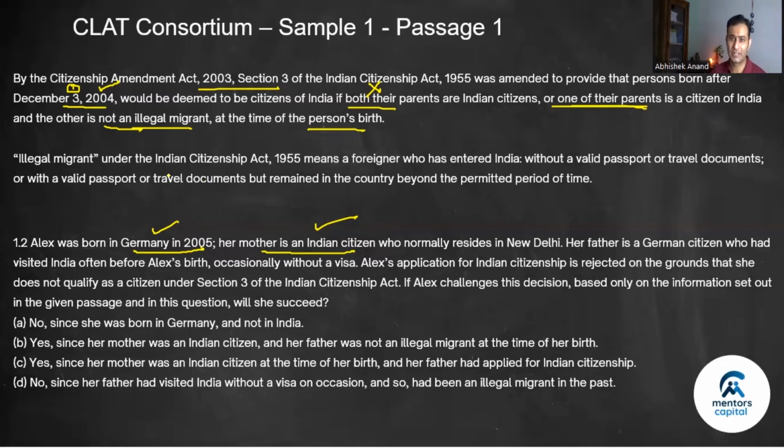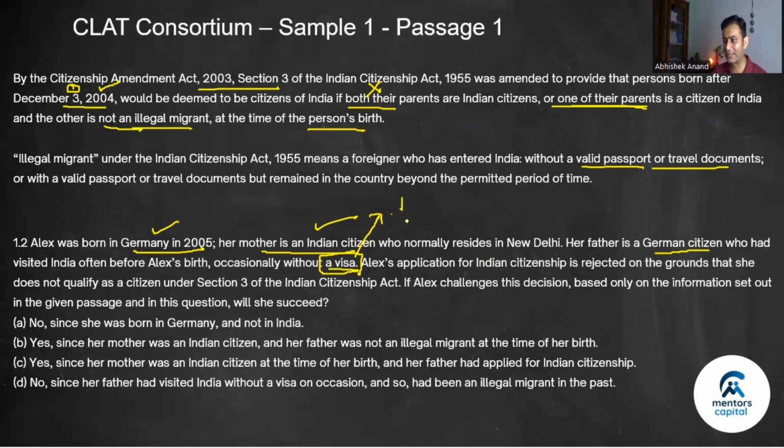Also, now we have to apply what an illegal migrant is to identify whether her father was an illegal migrant or not. Illegal migrant under the Indian Citizenship Act means a foreigner who has entered India without a valid passport or travel documents, or you came in with valid documents, but you stayed beyond the permitted time. So let's look at his father, or her father. Alex's father is a German citizen, okay, who had visited India often before Alex's birth, occasionally without a visa. So you might be tempted. You might make two mistakes here, guys. First of all, you think he's coming without valid documents. It's only without a visa. He could have come with some other allowed document that we don't know.